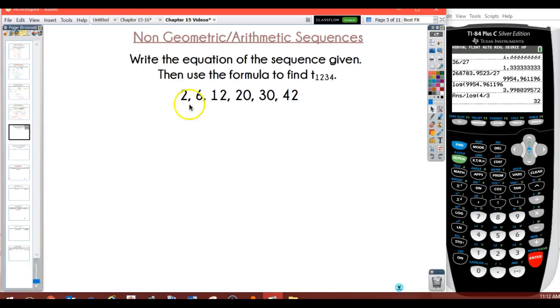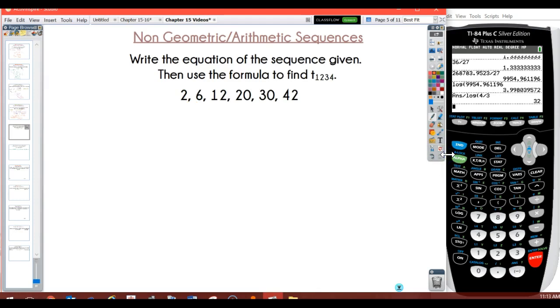In this problem, we are given the first few terms of a sequence, and we are asked to write the formula for this sequence and then use it to find the 1,234th term. Now right away you want to check to see, is it arithmetic? So you can see that we're adding 4, but then we're adding 6. So right away that wipes out that this can't be arithmetic.